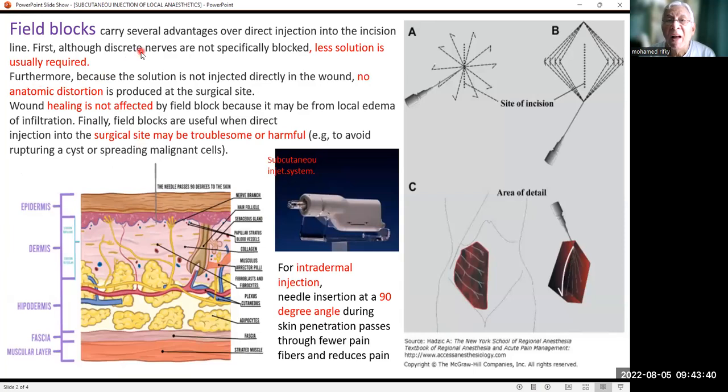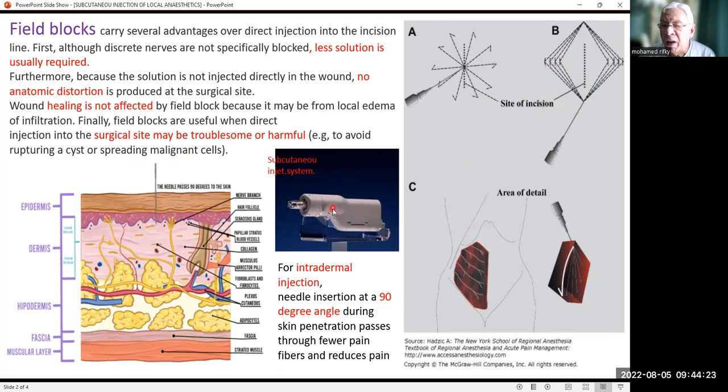This second slide, first of all, shows the field block. What is the advantage of the field block? Whenever you have a skin incision, suppose this site of incision, you inject around it, sparing the area of the incision, where, of course, we can use less solution, and we will not induce an anatomic distortion. Healing is not going to be affected. And the surgical site may be troublesome or harmful, so we avoid the rupture of a cyst or spreading a malignant cell. These are the advantages of using what we call a field block.